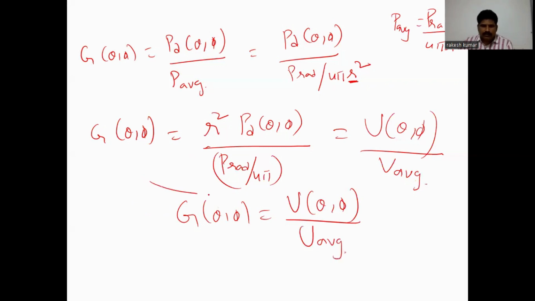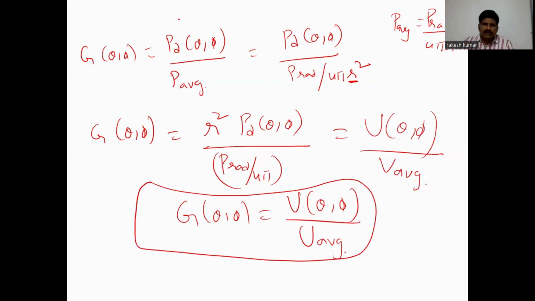This is also a very, very important derivation. This is gain in terms of power, and this is the formula for gain in terms of radiation intensity. So this is for general gain.